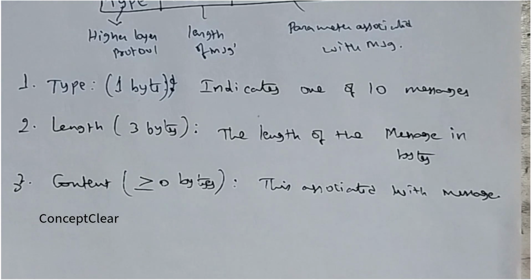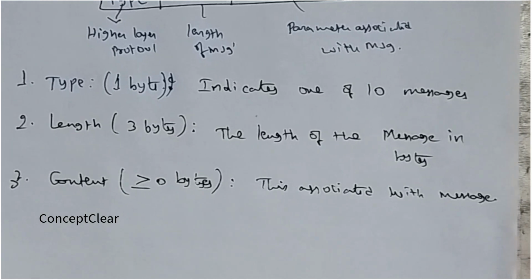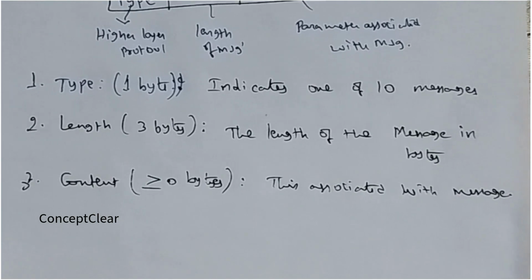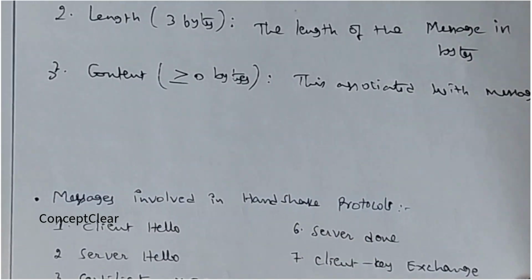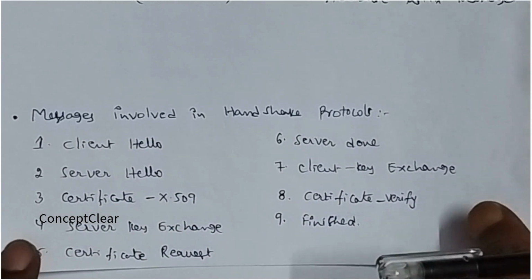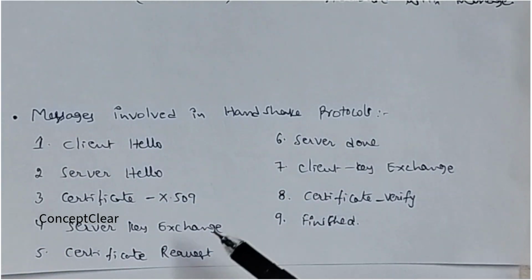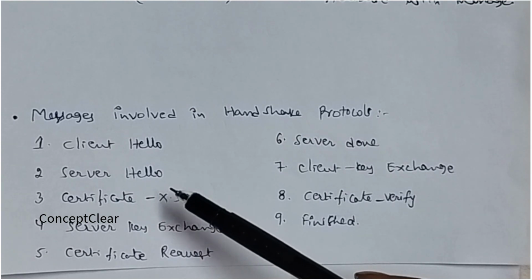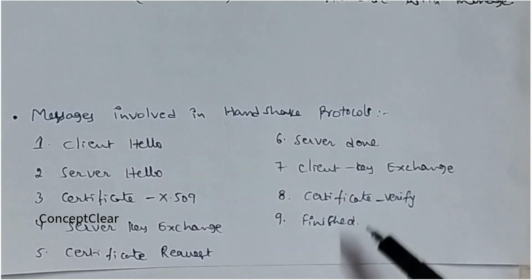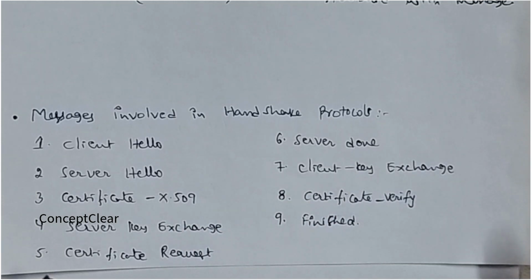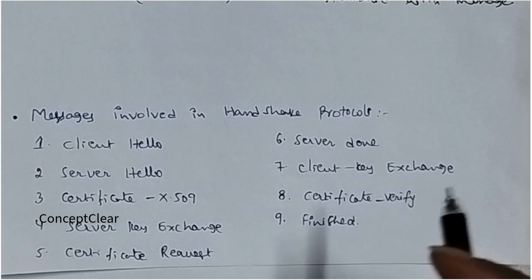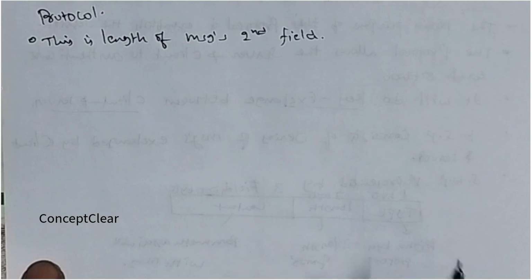Here we have the messages. Handshake messages are involved in the handshake protocol. There are several messages between client and server. Those messages are called client hello message, server hello message, certificate, and so on, which are delivered between client and server. The length of the message is the second field. The parameters associated with the message are in the third field.